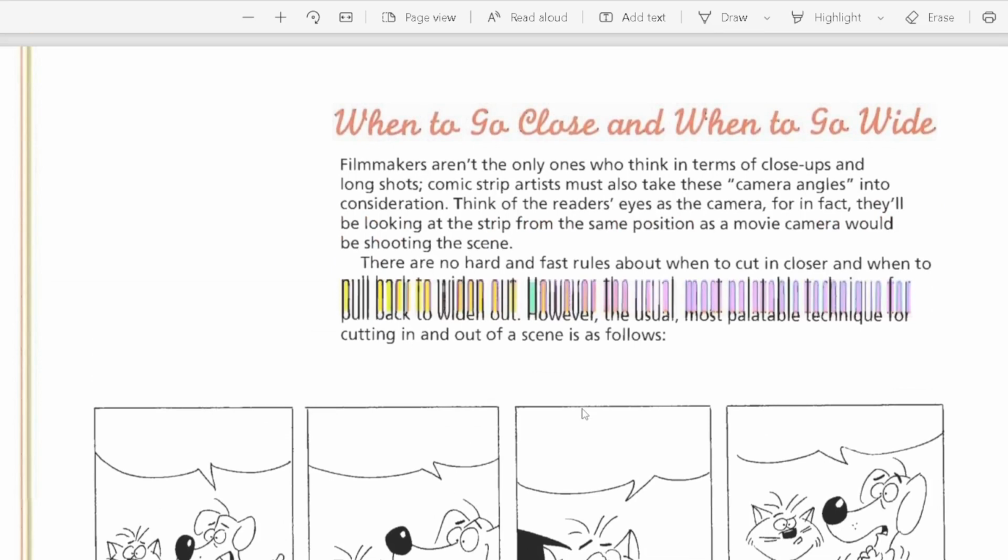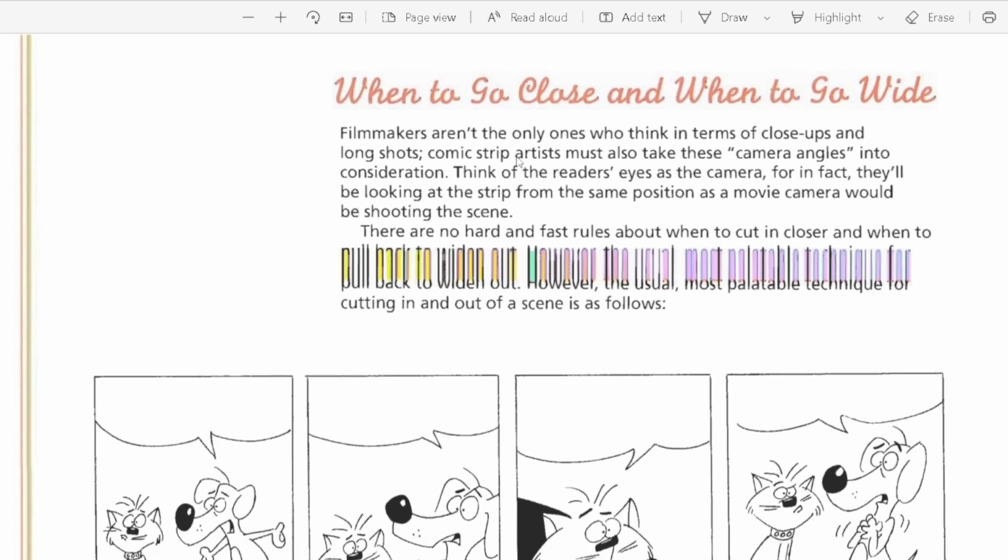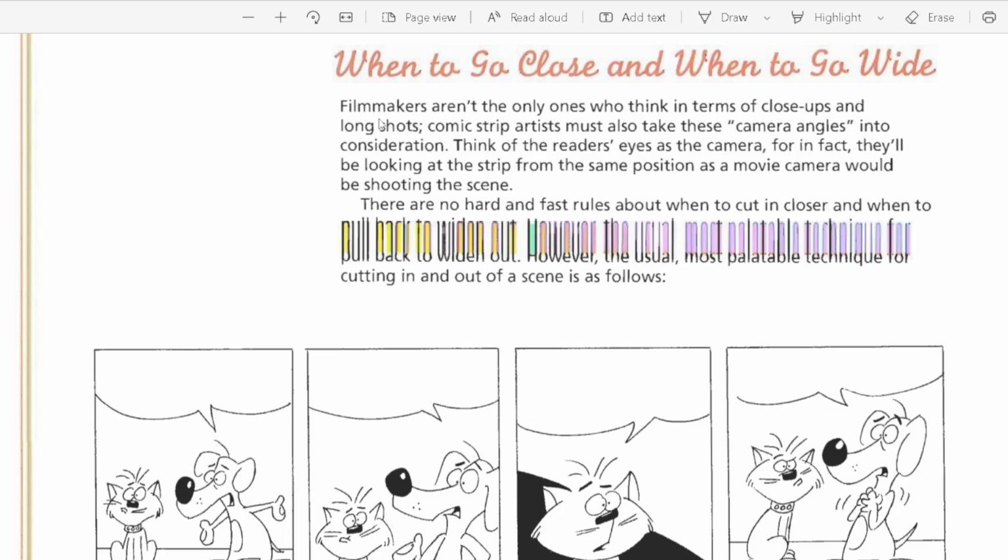Okay, the next topic is when to go close and when to go wide. It was also my question. Let's see how it is written here.